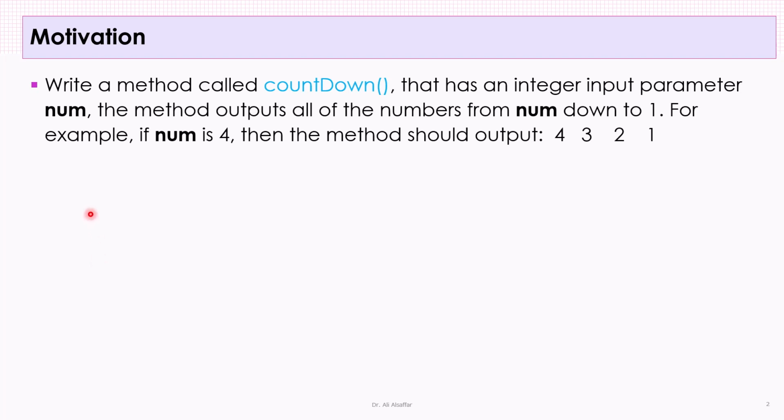In this example, we want to write a method called countdown that has an integer input parameter called num. This method has only one input parameter of type integer, called num. The method simply outputs all of the numbers from num down to 1. So for example, if the input parameter num is 4, and we call this method, then the method will display on the output screen the numbers 4, 3, 2, down to 1.